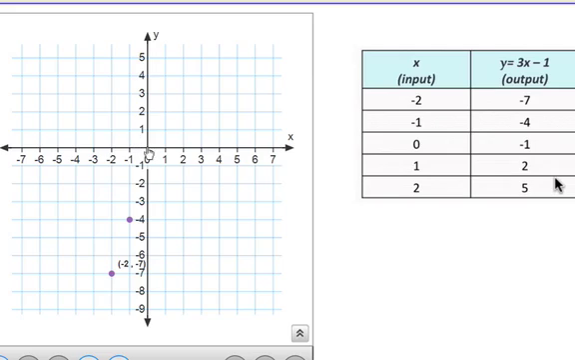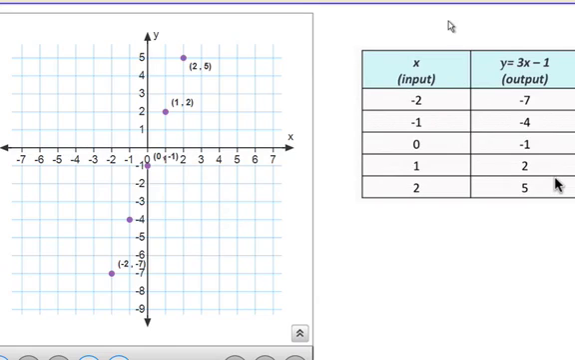So our x coordinate is 0, so we stay on the y-axis, and we move down to -1 for our y coordinate. And then our next coordinate is 1 for x and 2 for y. And we put a point at 1, 2. And lastly, we put a point at 2 for x and 5 for y, so 2, 5.